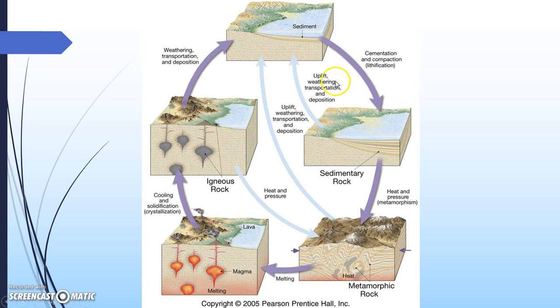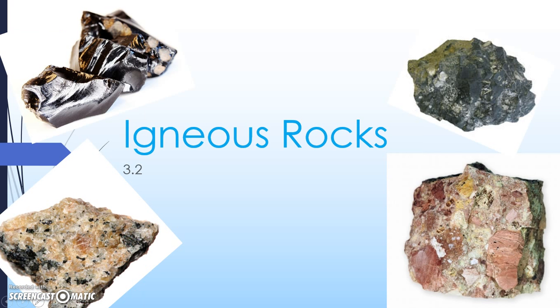Now, it does not go in this one cycle all the time. You can have igneous rocks turned into metamorphic rocks. You can have metamorphic rocks that turn into sedimentary rocks. But this is not a cycle that continues in the same way every single time. So keep that in mind as we learn about igneous rocks for today.